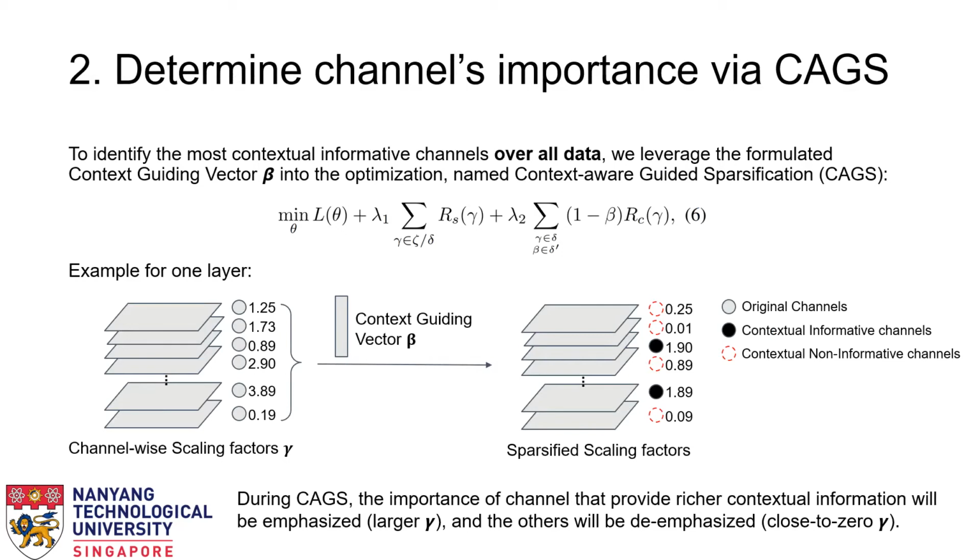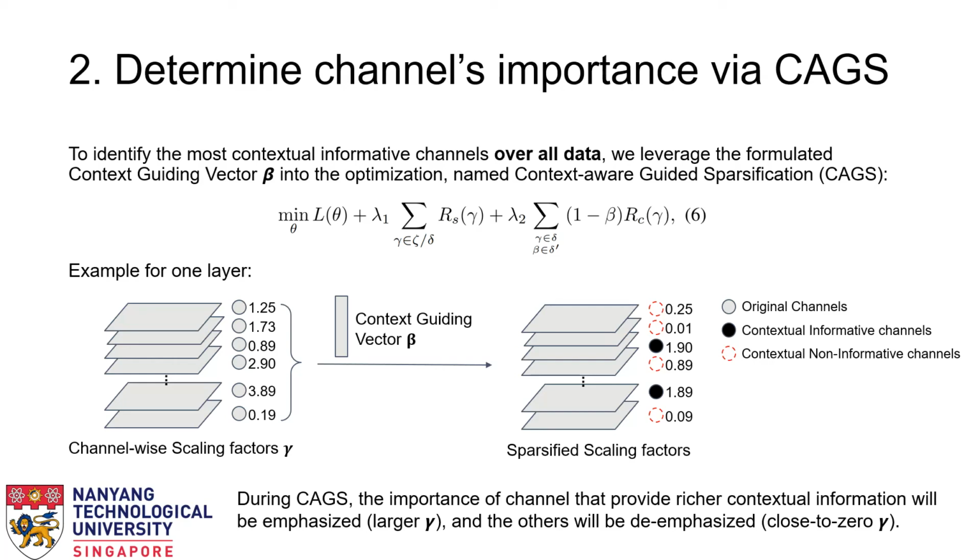The second step is to determine the channel's importance based on the computed contextual information. Concretely, we leverage the context guiding vector, beta, and formulate the optimization, Context-aware Guided Sparsification, to induce channel-wise sparsity adaptively, and reveal the redundancies in the cumbersome model. It has 2 goals. The first goal is to solve the segmentation task by minimizing the loss term L theta. The second goal is to sparsify the channel's importance, that is, the channel-wise scaling factors, gamma, in the batch normalization layers, with the penalty terms. The first term is the regular penalty Rs, and the second is the contextual penalty term Rc. Vector beta provides the penalty guidance. The larger the interdependency level with other channels, the less the penalty strength.